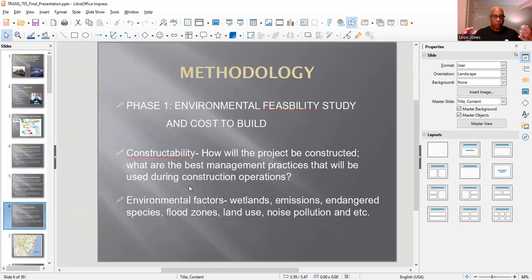Now, we have methodology. And phase 1 is the environmental feasibility study and cost to build. Now, when we deal with constructability, it's how will the project be constructed? What are the best management practices that will be used during construction operations? Well, when we deal with projects, we have to deal with the environmental factors, such as wetlands, emissions, endangered species, land use, and of course, noise pollution.